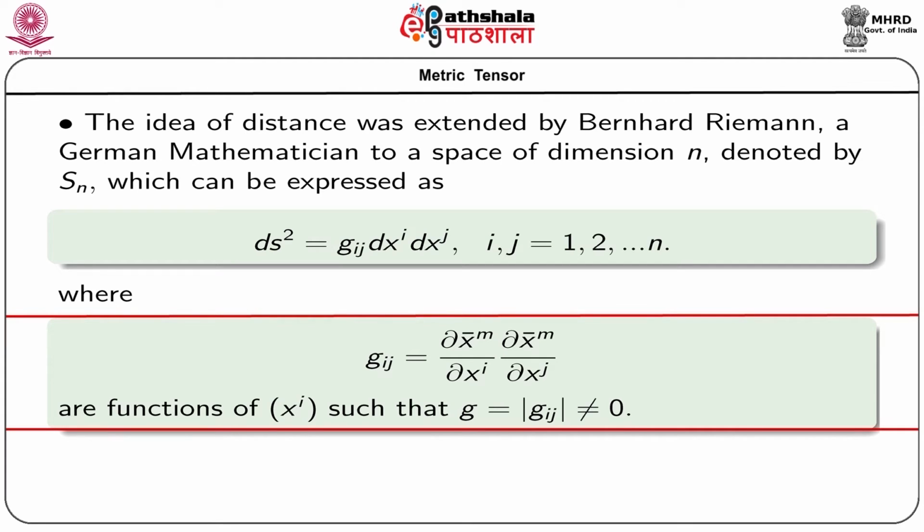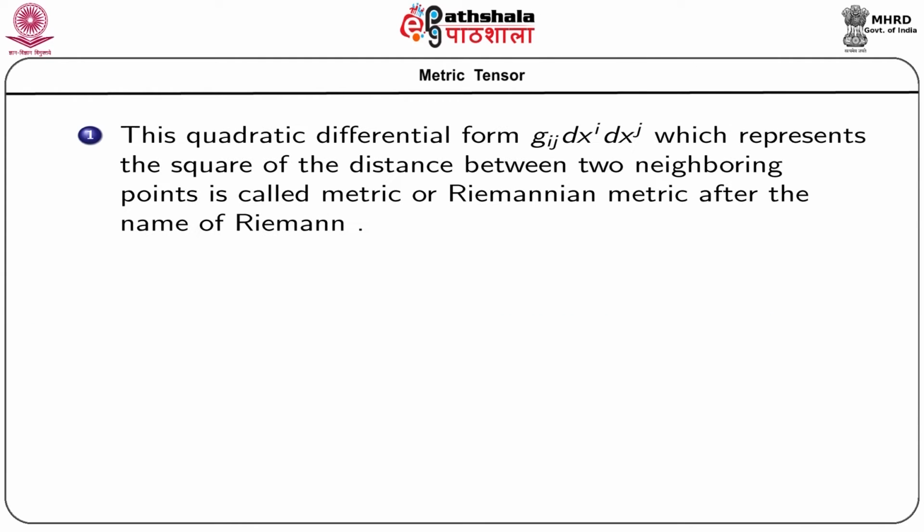Now, if the determinant of gij is not equal to 0 and if it is always positive, then we name the space as Riemannian space. This quadratic differential form gij dxi dxj, which represents the square of the distance between two neighboring points in Sn, is called the metric or Riemannian metric after the name of Riemann.